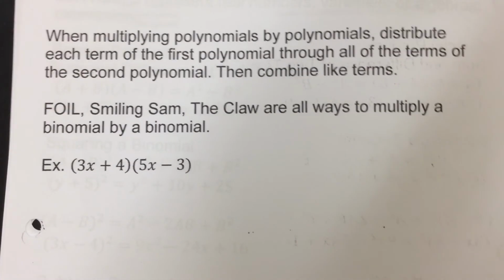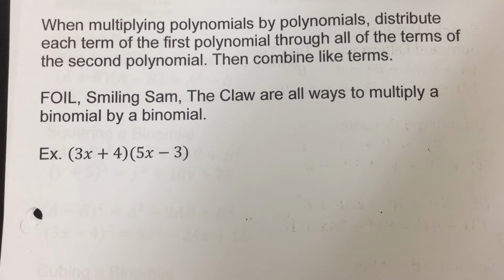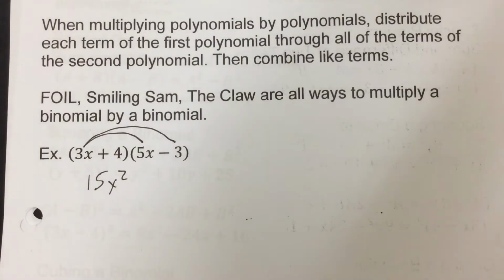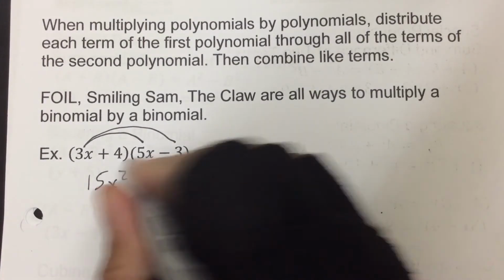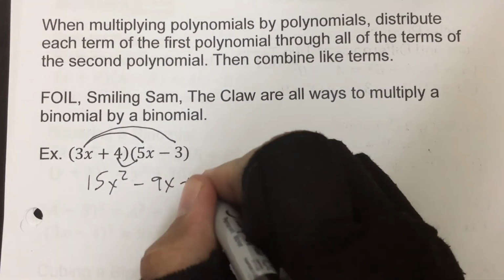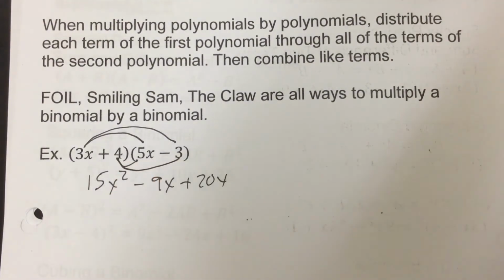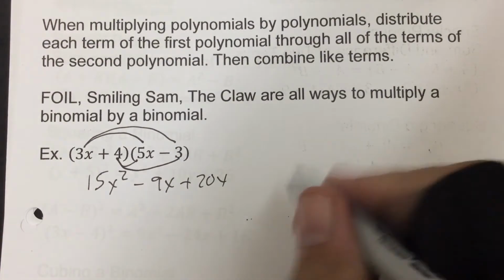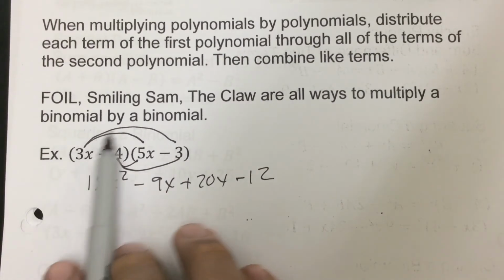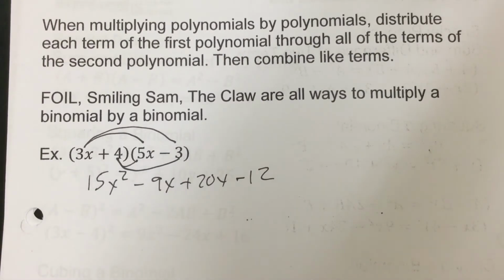So if we have two binomials here, so the 3x times the 5x, so the first there, 15x squared. 3x times the negative 3, the outsides. Negative 9x. So insides, the 4 times the 5x. 20x. And then the last 4 times the minus 3. Next one, easy. So this is why my teacher called it the claw, because as this rolls around when you draw these in, it looks like it's a claw wrapping around there.